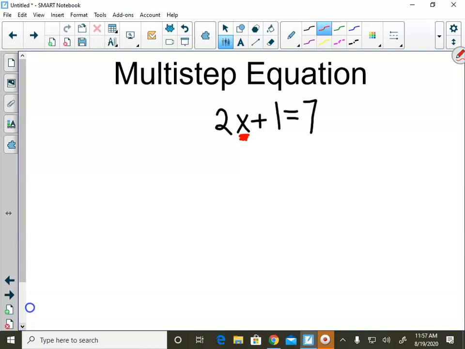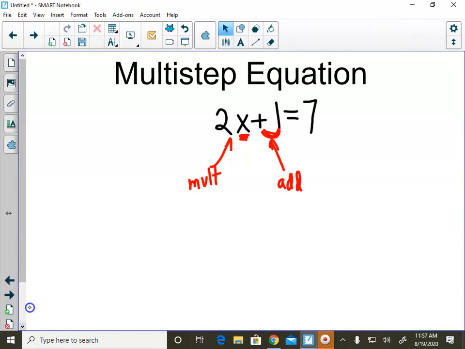And what are we doing to x? Well, you can see over here, the 2 is multiplying x. So we know we have multiplication. And we can see over here, we're adding 1 to x. Okay, so if we were following the order of operations, clearly we would multiply first, and then we would add. So in this case, to solve this equation, we're going to undo adding first, and then undo multiplying.